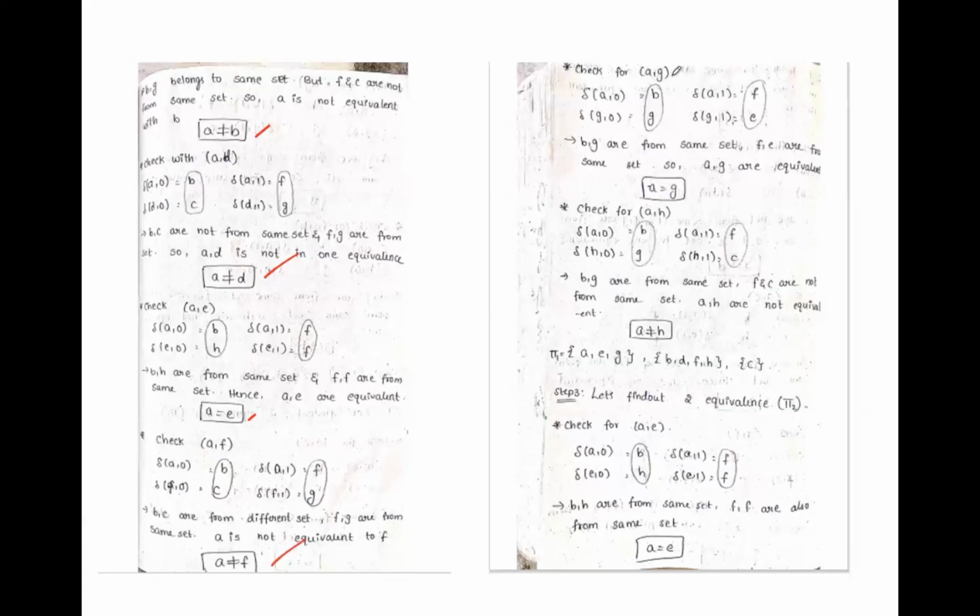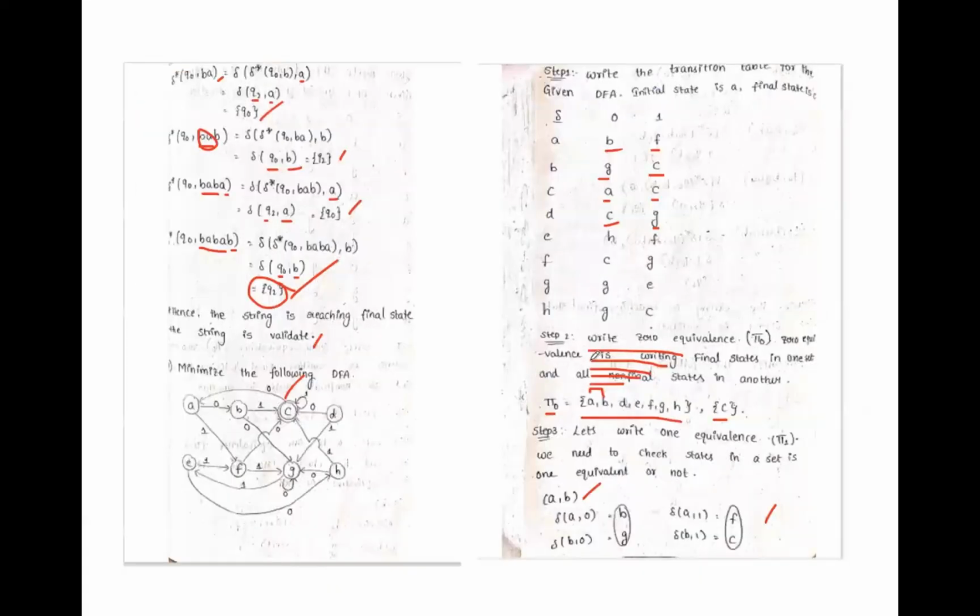Now we need to check the next part, that is A comma G. So A on 0, G on 0, A on 1, G on 1. From the transition table, we got the values. Now check if B and G are present in the same set. Yes. F and E are present in the same set. Yes. So we can say that A is equivalent to G.